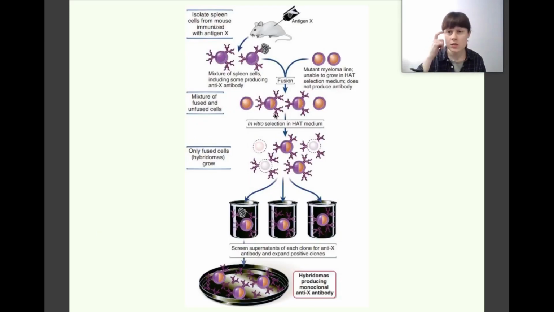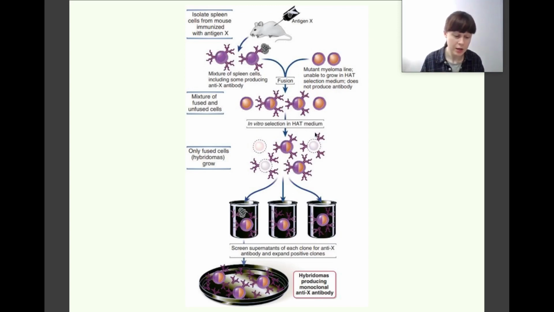The hybridoma technique relies on using B cells from immunized animals, typically a mouse, fused with immortal myeloma cells, mutant myeloma cells, and growing in cells under conditions in which the unfused normal and tumor cells cannot survive. For this purpose, we can use a specific medium, and this method is called HAT selection.